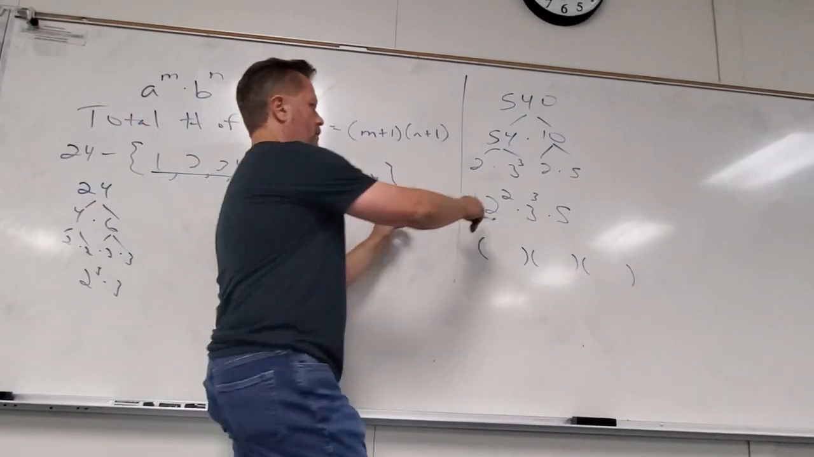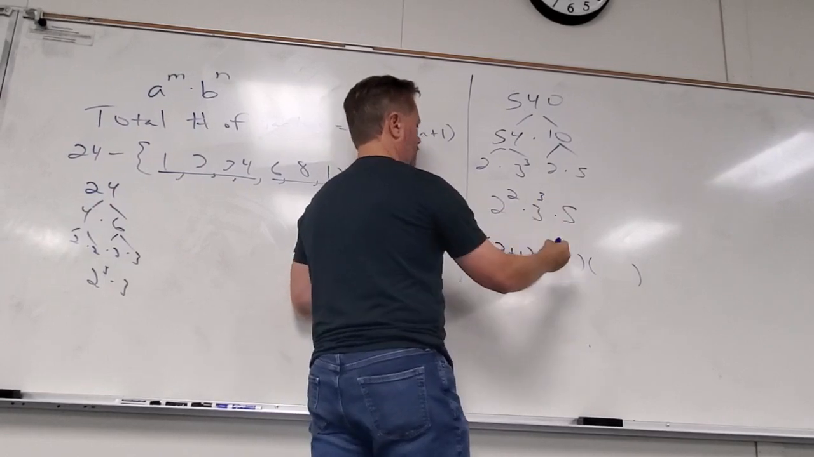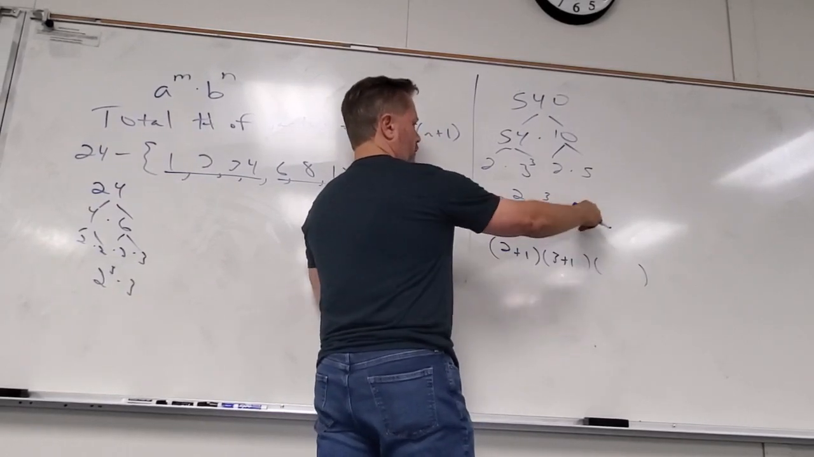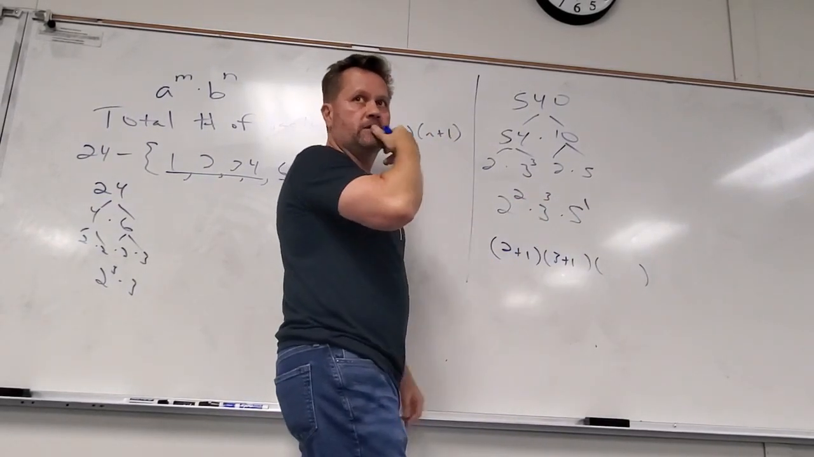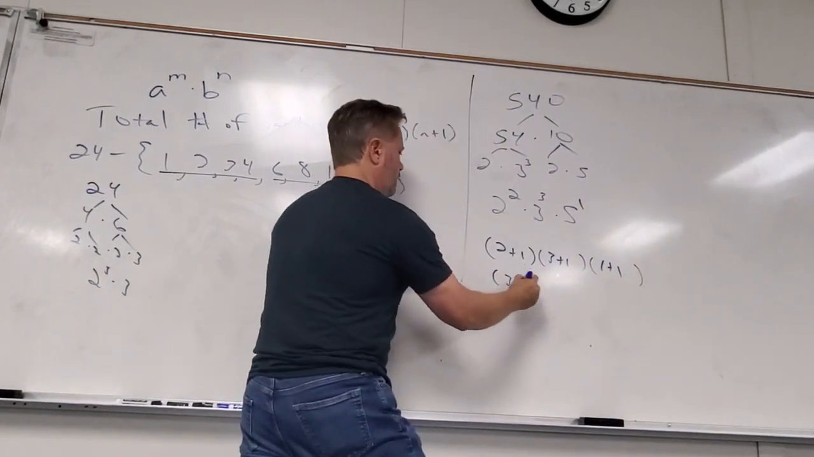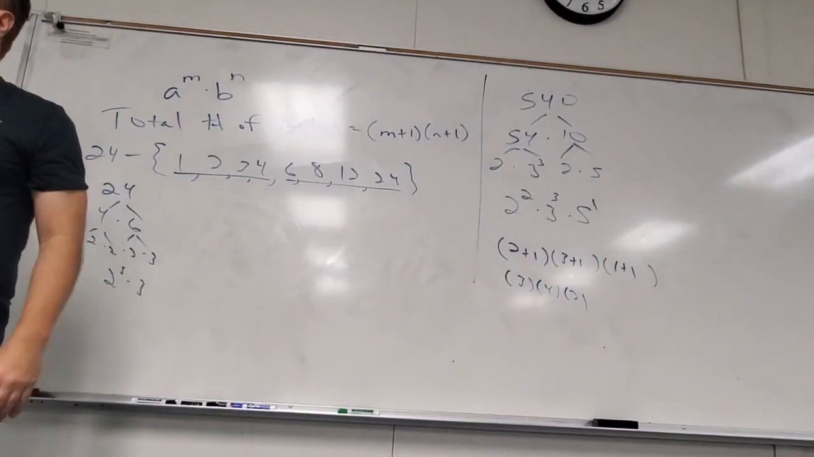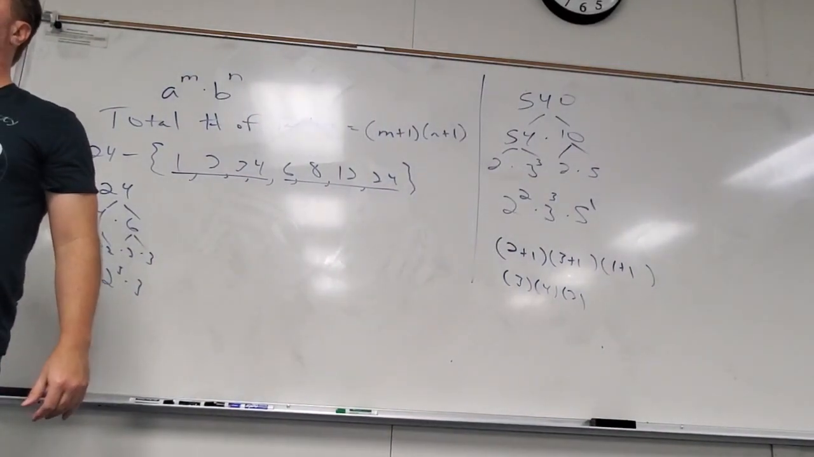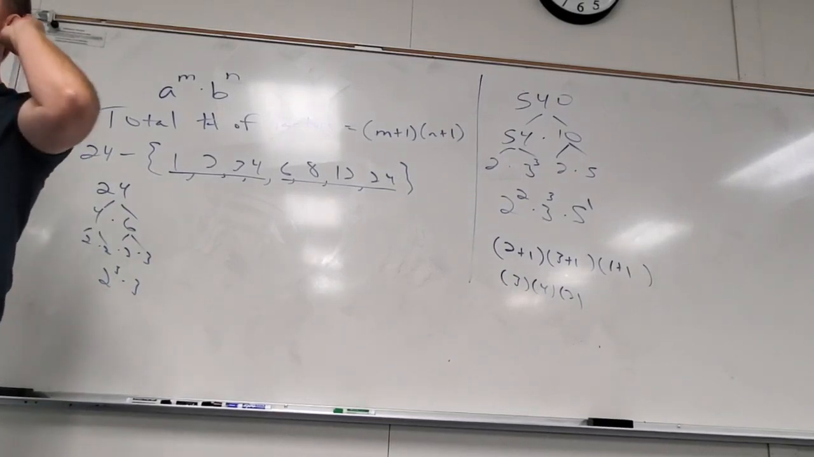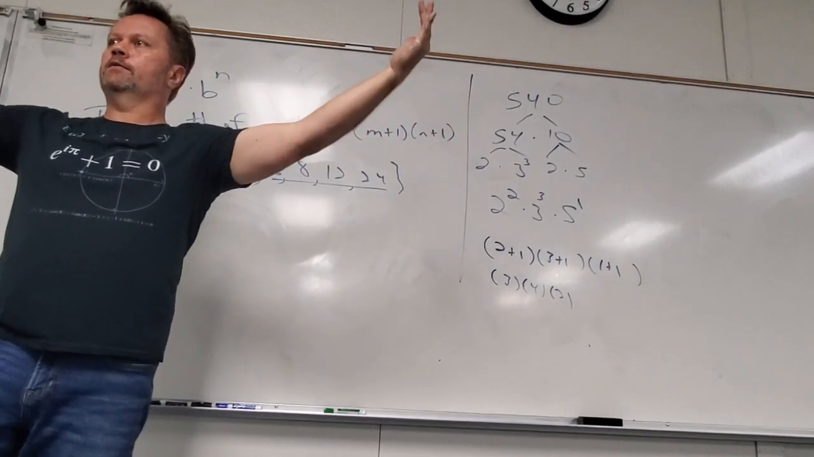Okay, so what's 1 more than this power? 3. And what's 1 more than this power? 4. And what's 1 more than this power? You just kind of keep going with the idea. So I should get 3 times 4 times 2, which is 24. I should end up with 24 factors in my list.